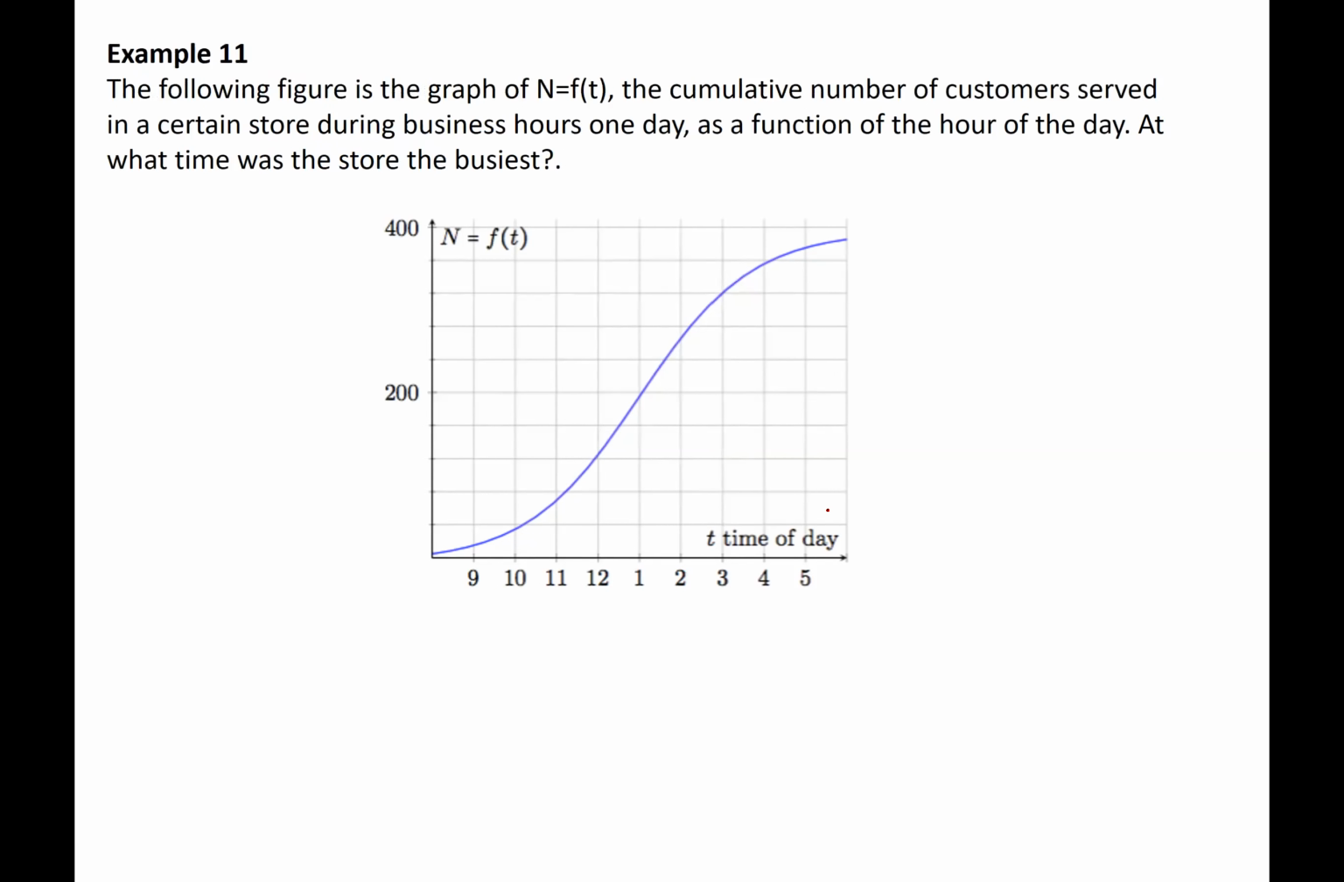Okay, Sean said 1. I think this is the point, because we can see the rate of change, the slope, is not really steep at first, then it's getting steeper and steeper. And I think this is the steepest point. It looks like 1, and we even have the number, 200. We can compute the rate of change, of course, but yes, at 1 p.m.